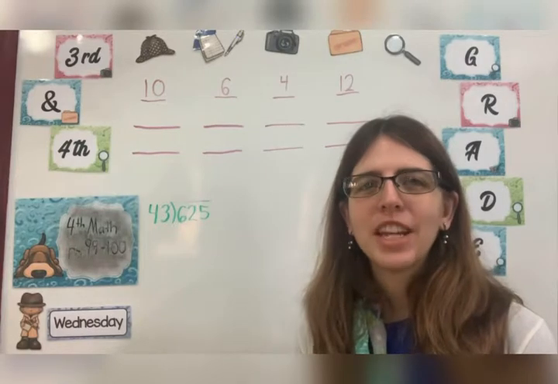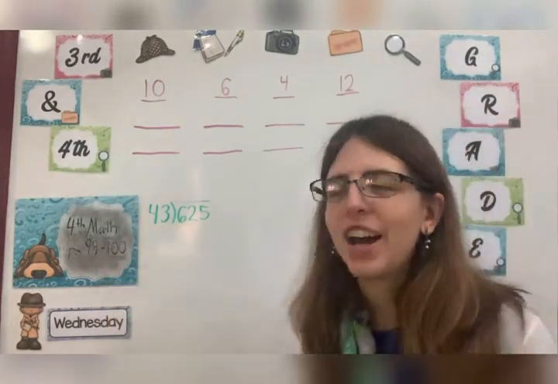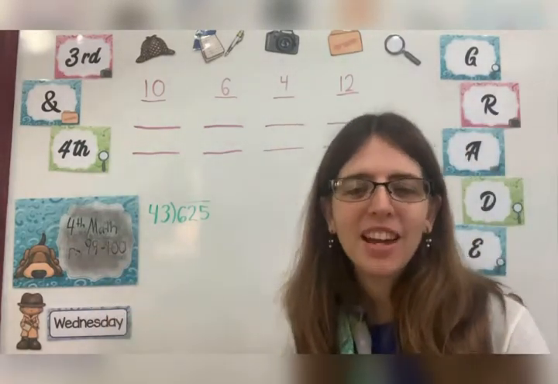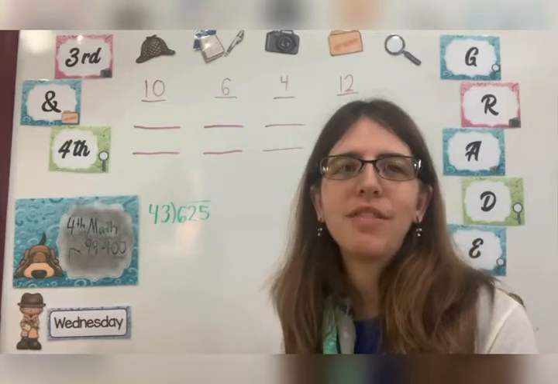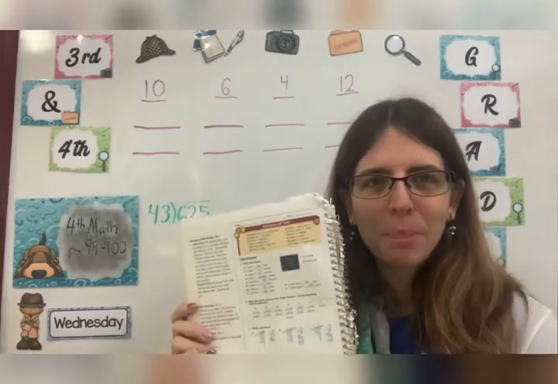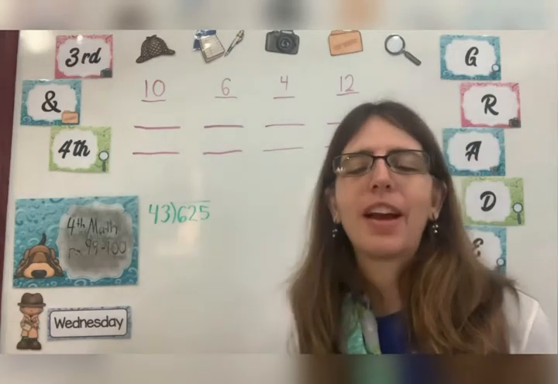Today we are on pages 99 through 100. Today is a super easy lesson. We're talking about measures of time. So it should look like this. We're talking about our measures of time.